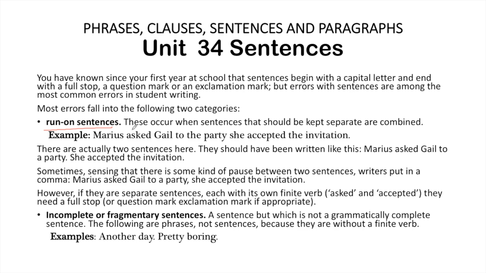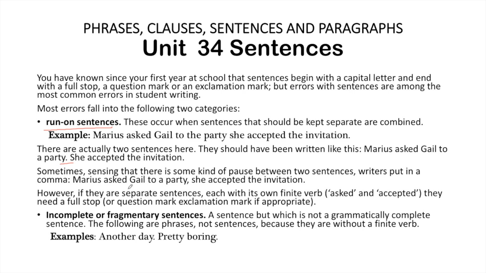Let's look at the first ones. These occur when sentences that should be kept separate are combined. The example provided here is this. Marius asked Gail to the party. She accepted the invitation. There are actually two sentences here. They should have been written like this. Marius asked Gail to a party. She accepted the invitation.